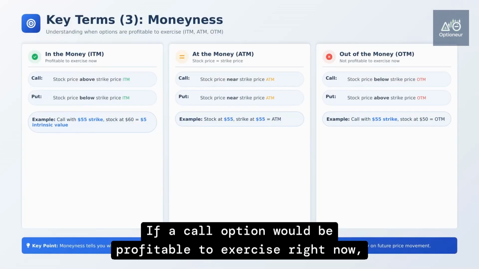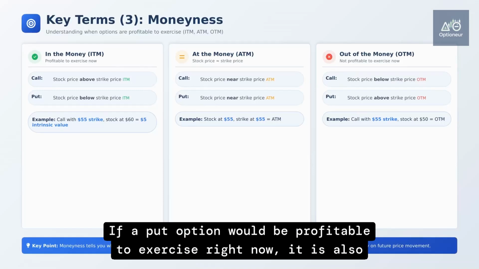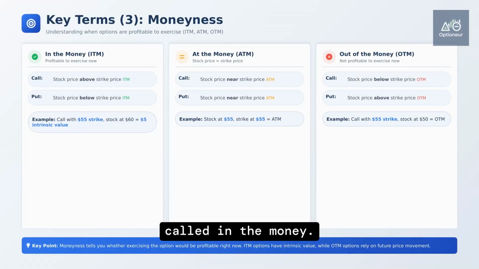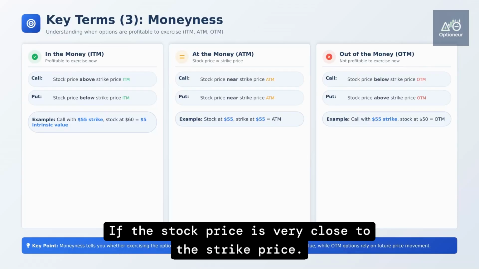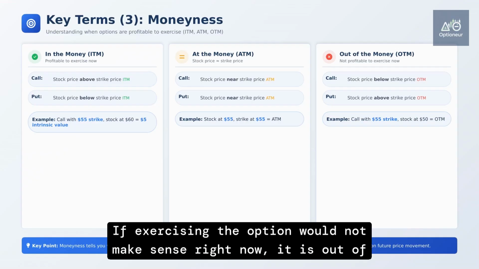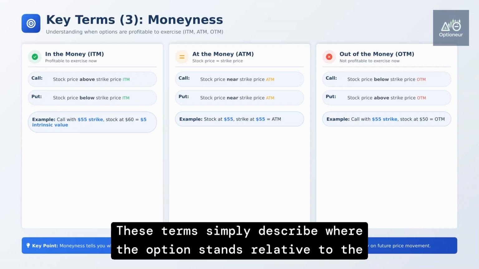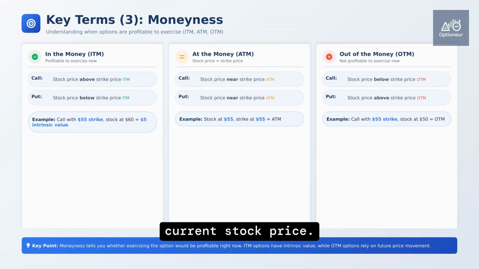If a call option would be profitable to exercise right now, it is called in the money. If a put option would be profitable to exercise right now, it is also called in the money. If the stock price is very close to the strike price, the option is at the money. If exercising the option would not make sense right now, it is out of the money. These terms simply describe where the option stands relative to the current stock price.